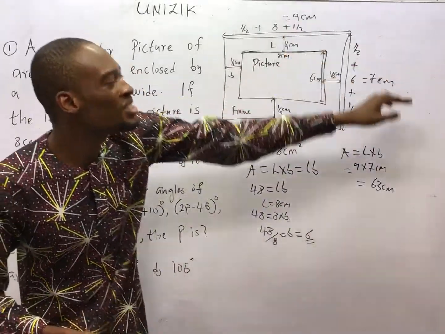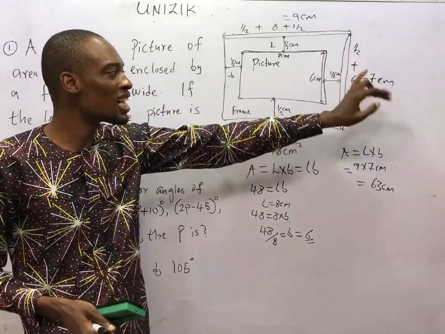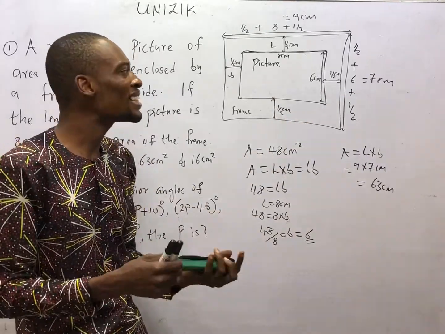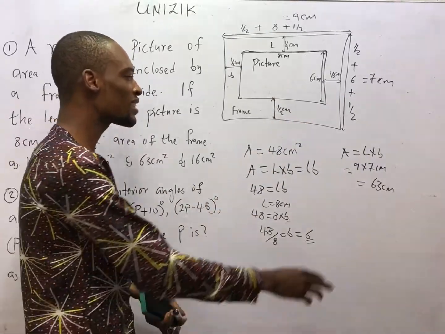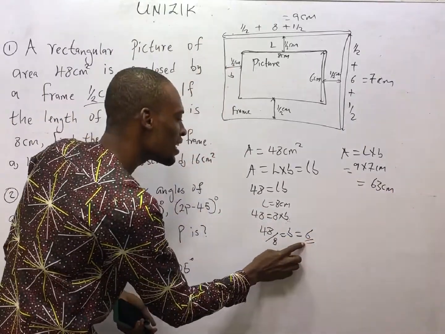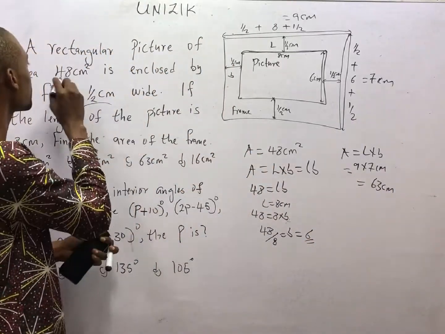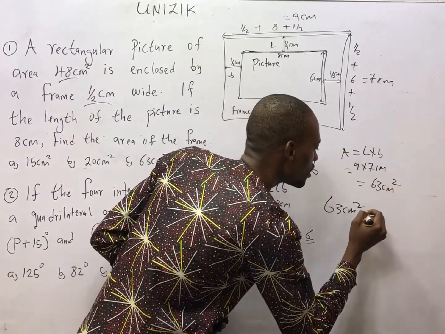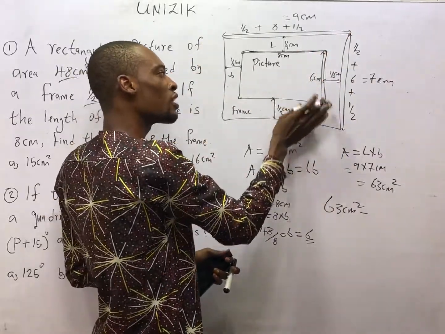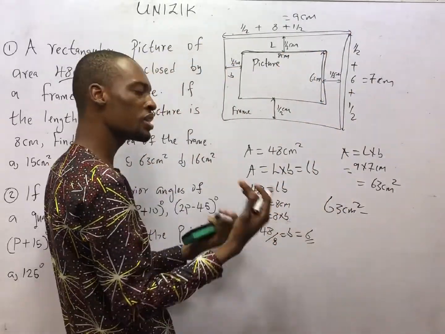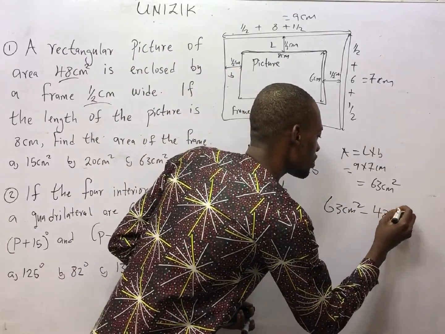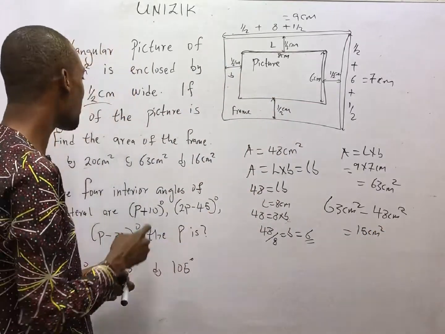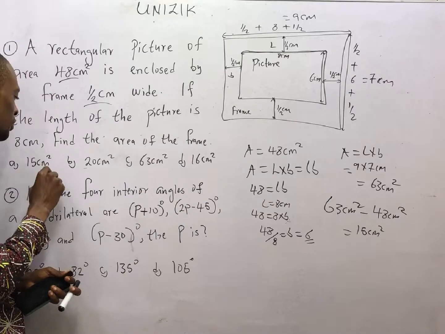In fact, the full area of the shape, that is length 9 centimeter and width 7 centimeter, is not the frame. So to get only the area of the frame, we subtract the area of the picture alone from the area of the frame and picture. The picture is 48 centimeter squared. So 63 centimeter squared, which is the total area of the shape, both the frame and the picture, minus the area of the picture alone, 48 centimeter squared, is equals 15 centimeter squared. And that is the area of the frame only. And that is option A.